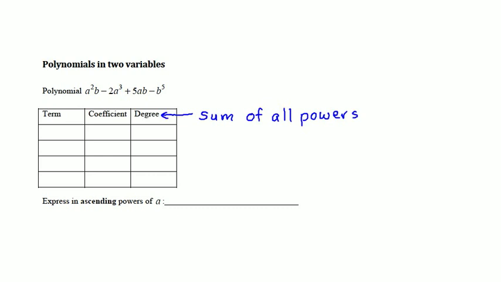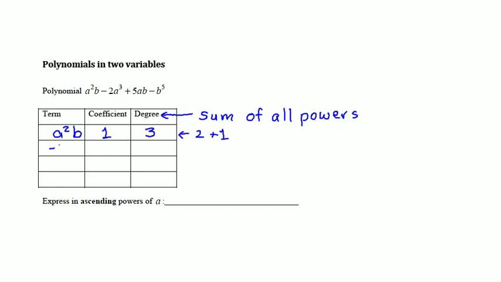So for example, for the term a squared b, which is the first term in this polynomial, this has a coefficient of 1. And the degree we would get from adding the power from a to the power from b. So we would take the 2 from the a and the 1 from the b to get 2 plus 1. This is a degree 3 term.